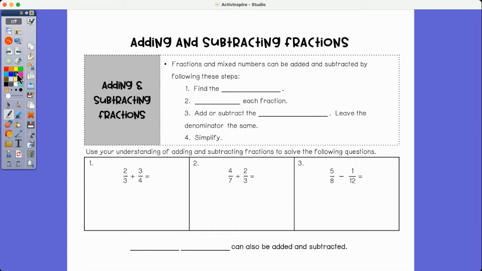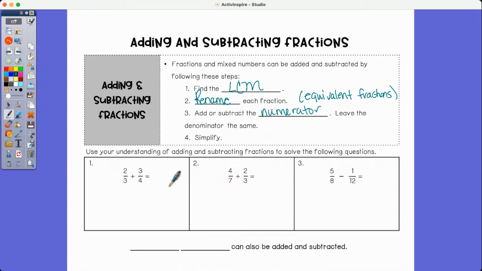Adding and subtracting fractions. Fractions and mixed numbers can be added and subtracted by following these steps. First, you find the least common multiple, LCM. Then you rename each fraction, and these are equivalent fractions. Add or subtract the numerators and leave the denominator the same. Okay, so we're going to look at this first.